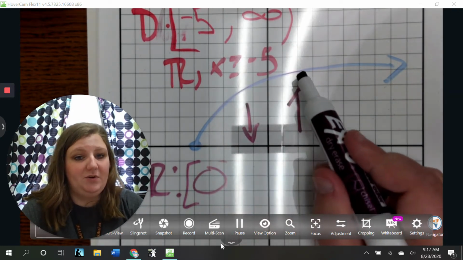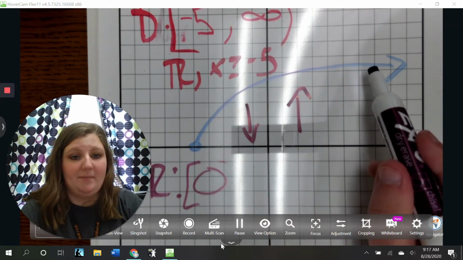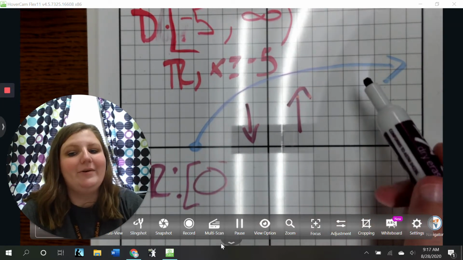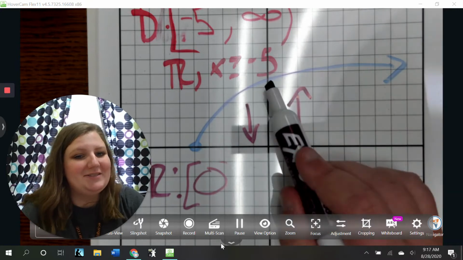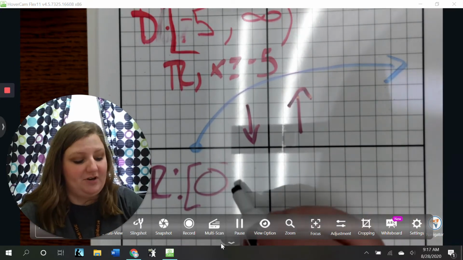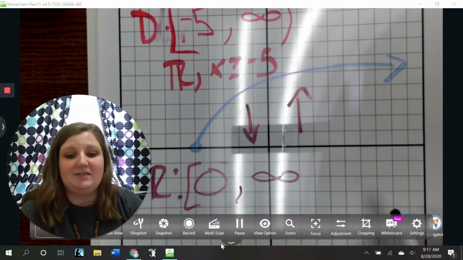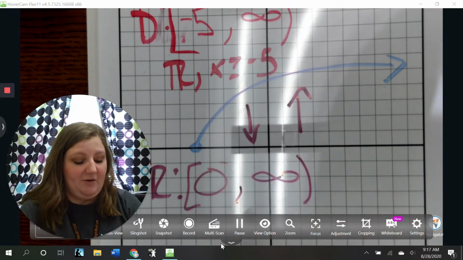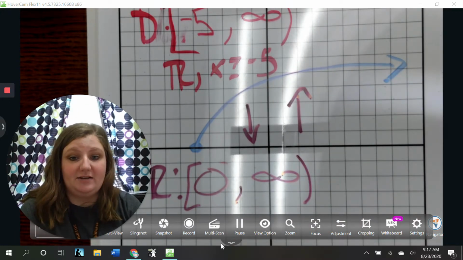As I continue onward, my graph keeps going up. It looks like it's starting to kind of flatten out. That's mostly just my drawing skills. But it's actually continuing to increase even as it goes off of our screen. So because of that, we know it's going to go up to infinity. And we put a parenthesis around infinity.